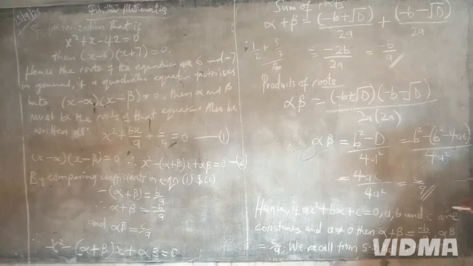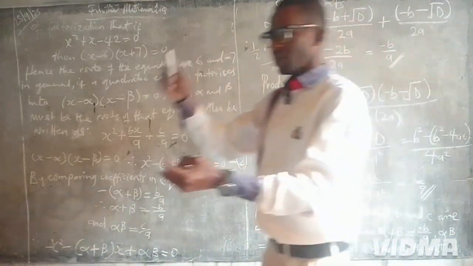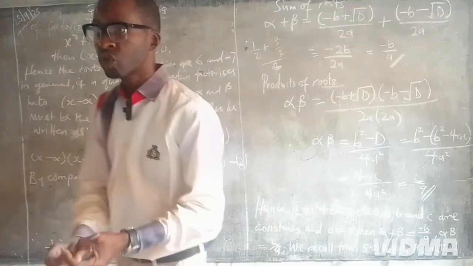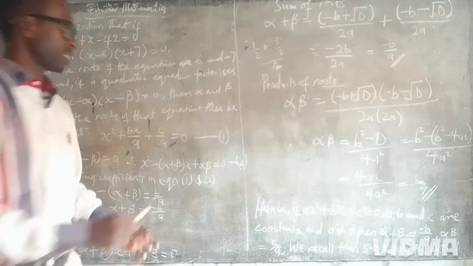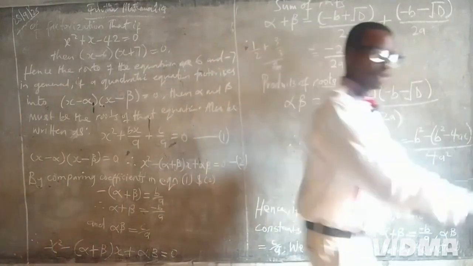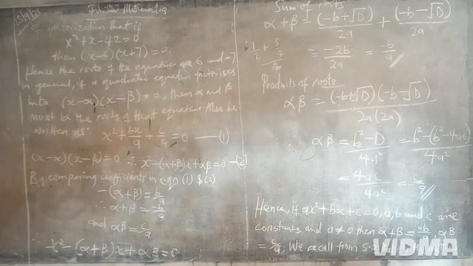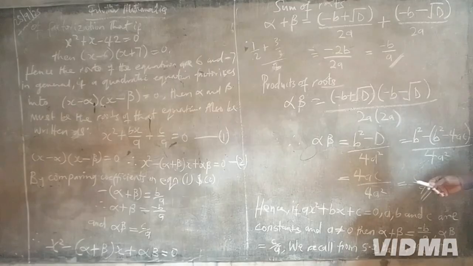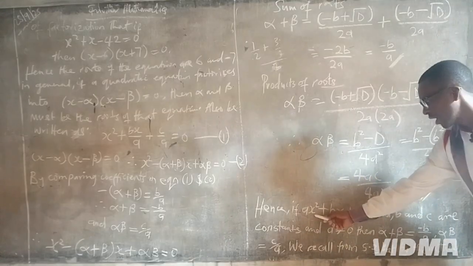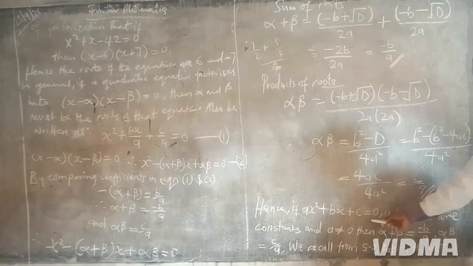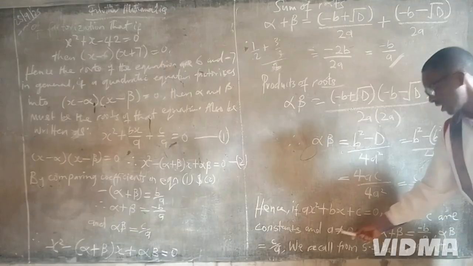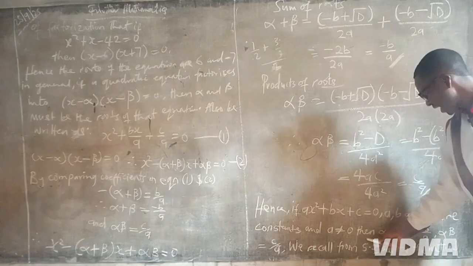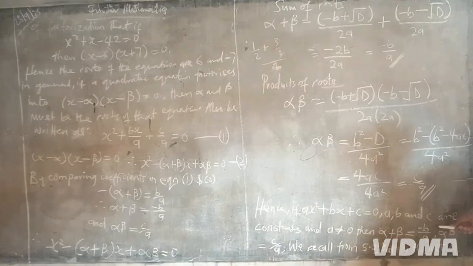Now, we have gotten our sum of roots, we have gotten our product of roots. Now I want to look for the coefficient of that product and sum. And when we did that, we went further, we said, hence, if ax squared plus bx plus c is equal to 0, where a, b, and c are constants, and a is not equal to 0, then alpha plus beta will give us what?